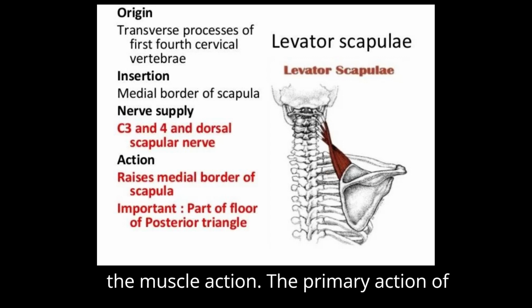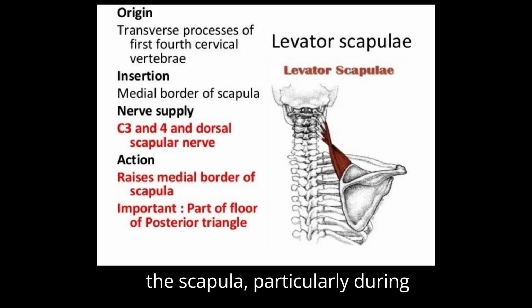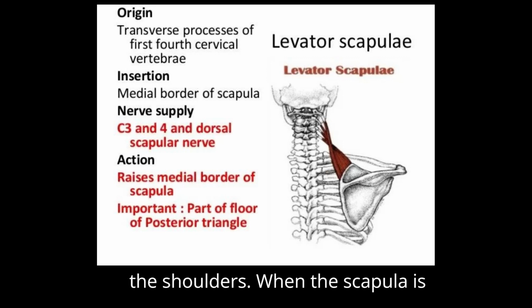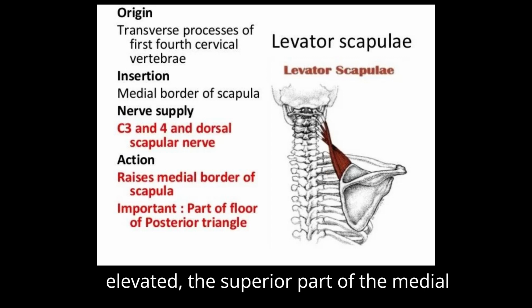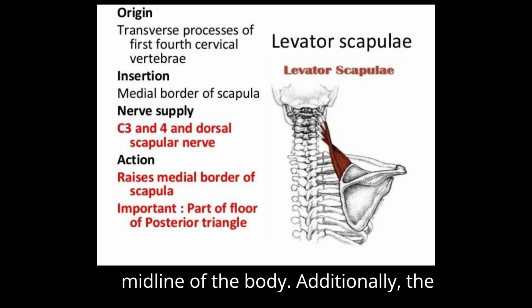Action. The primary action of the levator scapulae muscle is to elevate the scapula, particularly during movements such as shrugging or lifting the shoulders. When the scapula is elevated, the superior part of the medial border moves upward and toward the midline of the body.